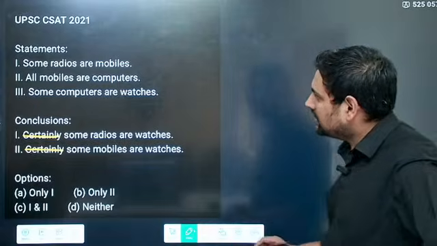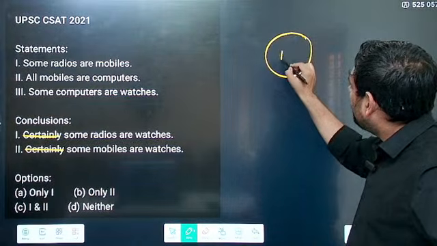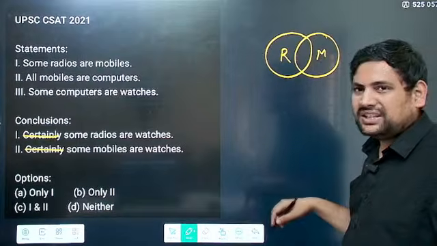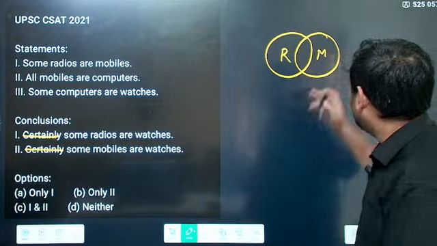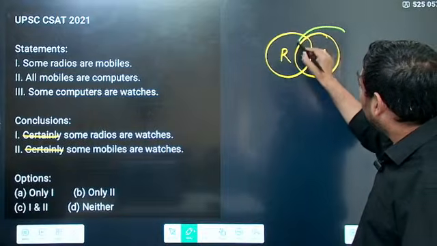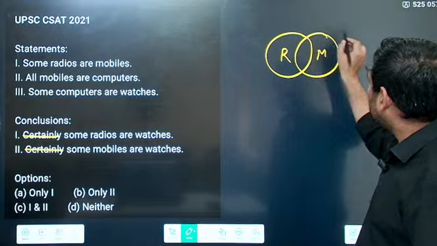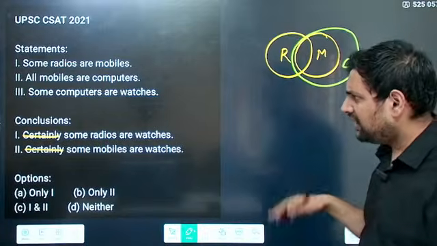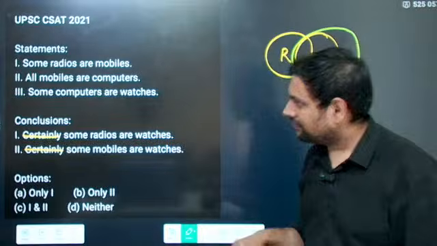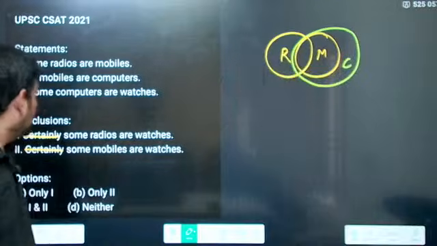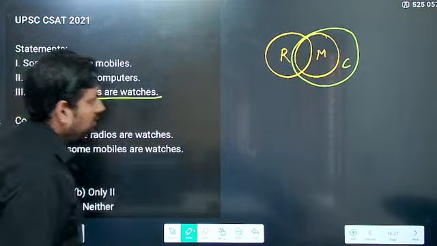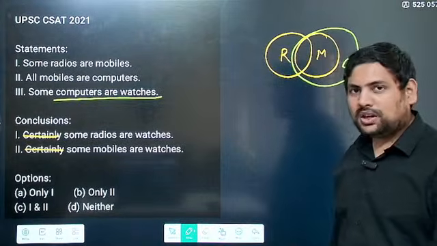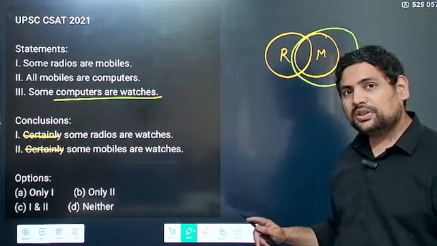Okay, so some radios are mobiles. Then all mobiles are computers. So I draw all mobiles inside computers. Fine. Then next, some computers are watches. Now, do you think there will be one diagram or two diagrams? Again there are two possibilities, correct?